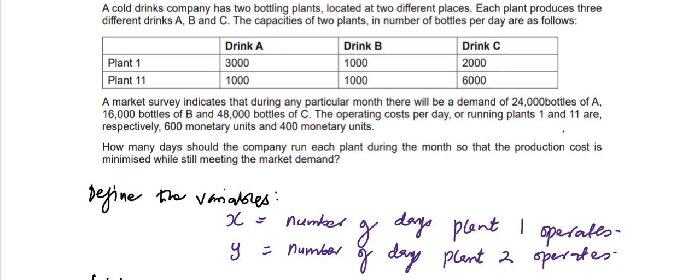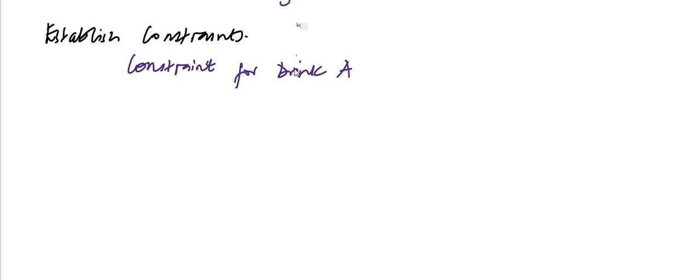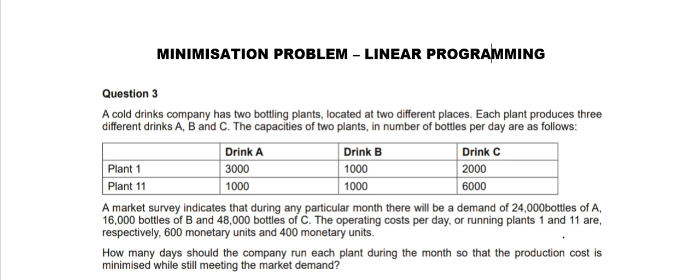the production from both plants must meet the market demand for each drink type, that is A, B, and C. So we have the constraint for drink A, the constraint for drink B, and the constraint for drink C. Now, when we look at the constraint for drink A, we know very well that plant 1 produces 3,000 bottles of drink A per day. Then plant 2 produces 1,000 bottles of drink A per day. But remember, the market survey indicates that during any particular month, there will be a demand of 24,000 bottles of A.